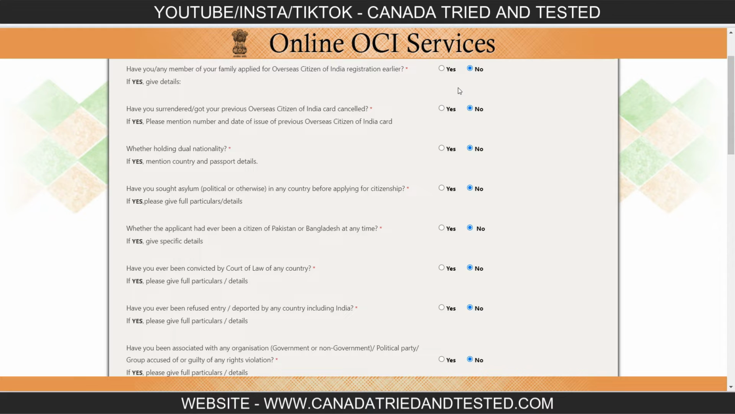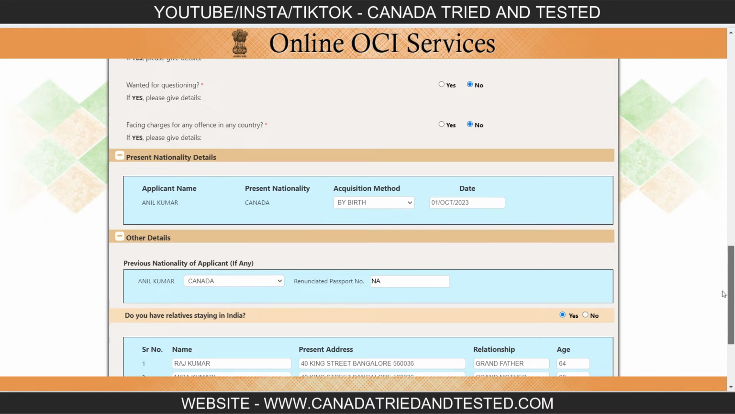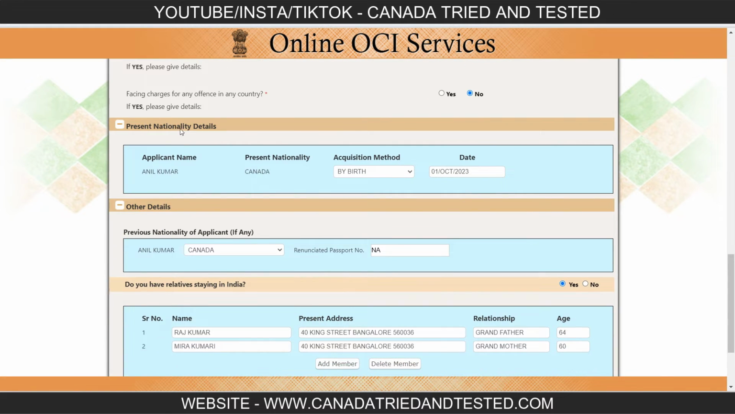Very simple English. If any of the responses are yes, you might be asked for details. Here I'm showing all no's. Okay. And then once you come here, present nationality is acquisition by birth, because it's a newborn, and automatically the date will reflect from what you filled earlier. And then this other detail will again show up. So just in case you get this, select the same country and write NA. It is understood that because it's by birth, there is no previous nationality.